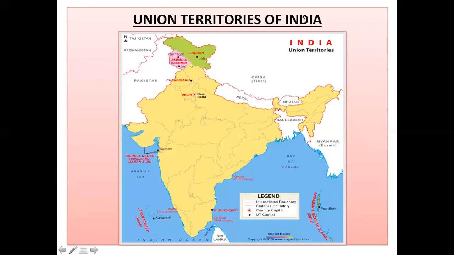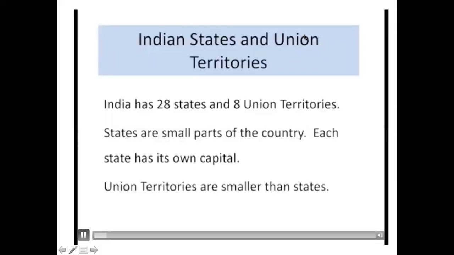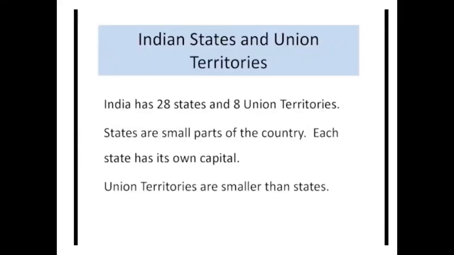Also, we'll see a video now. Watch a video, children. India has 28 states and 8 union territories. States are small parts of the country. Each state has its own capital. Union territories are smaller than states.